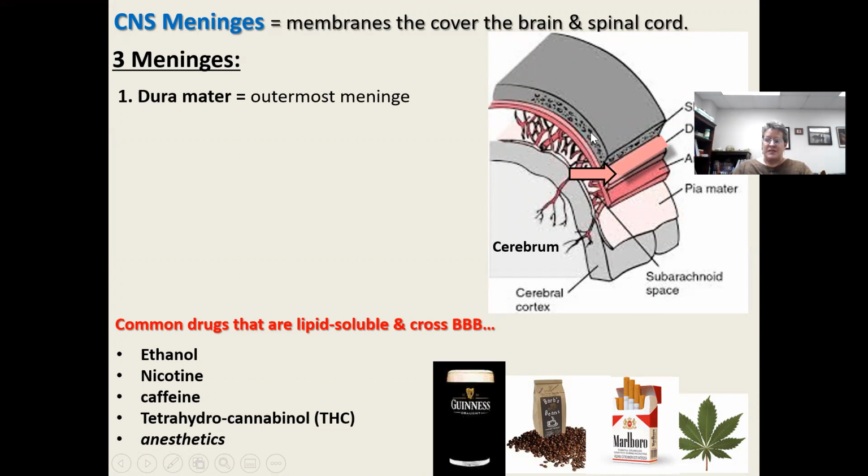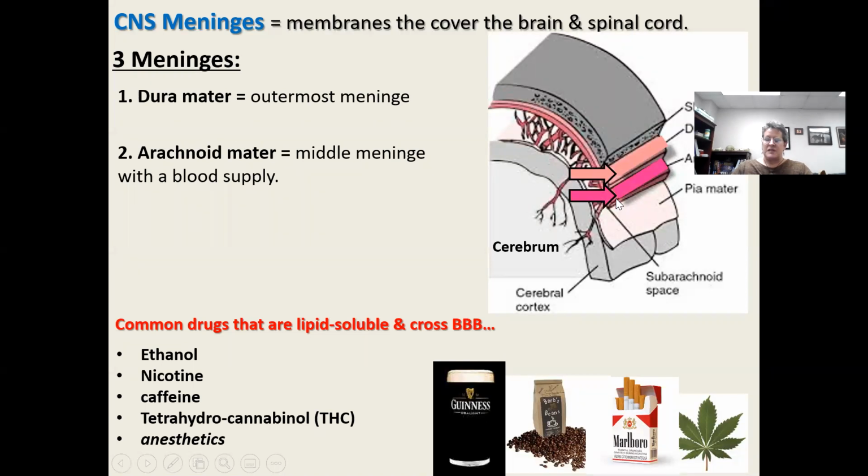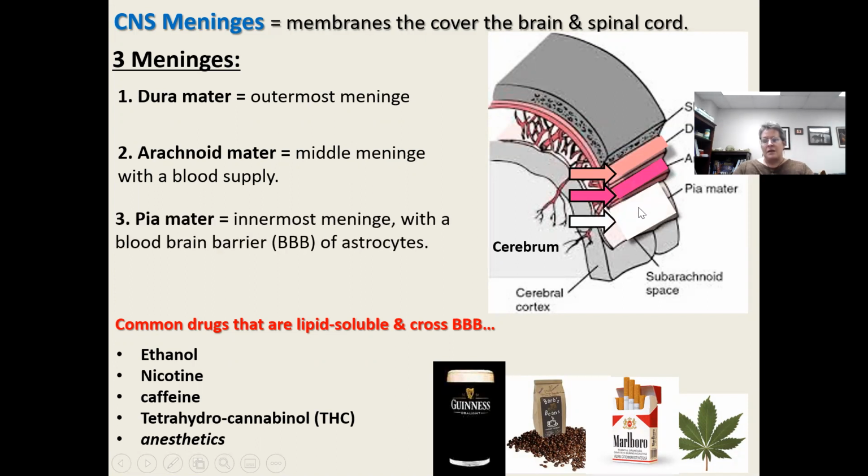The next layer is the arachnoid mater, as indicated by this bright pink arrow. And that is a layer underneath the dura. It has in here a subarachnoid space where the blood supply to the brain is located. I'll talk about the significance of this blood supply soon when I talk about brain hemorrhages due to brain injury. Now, the last and innermost layer is the pia mater, and it is indicated by this white arrow.